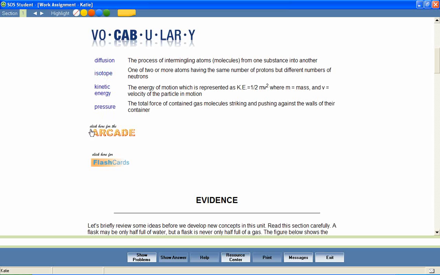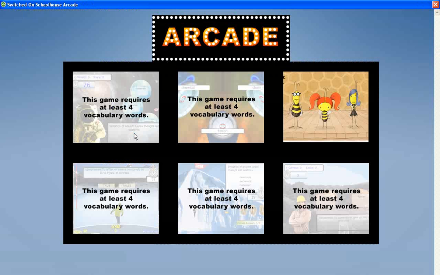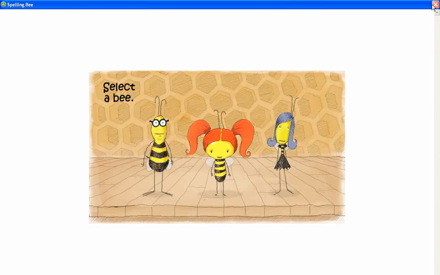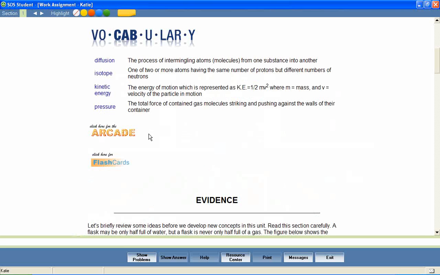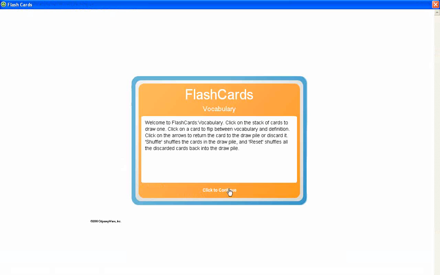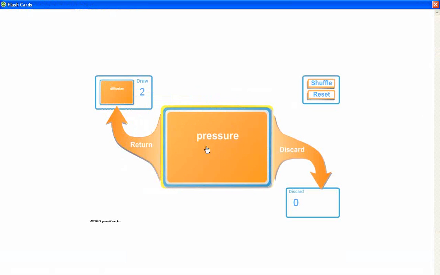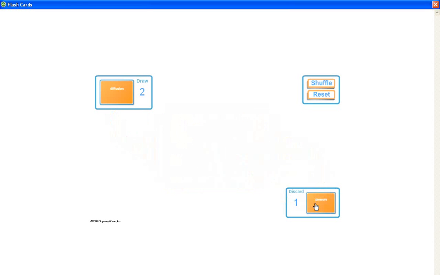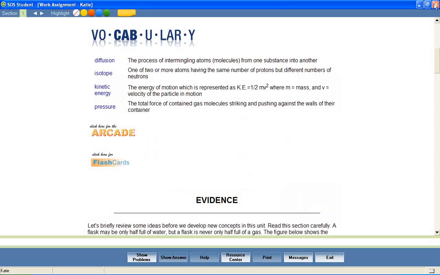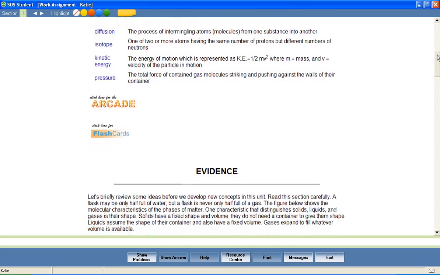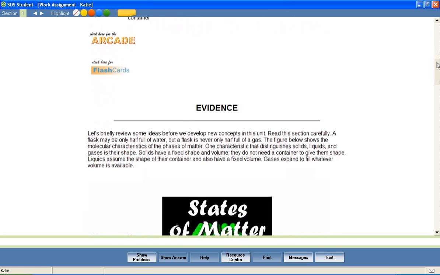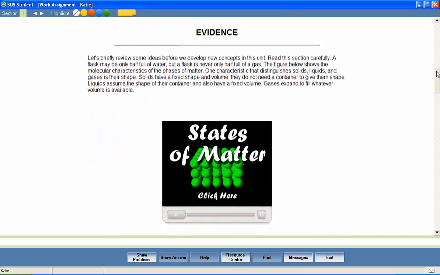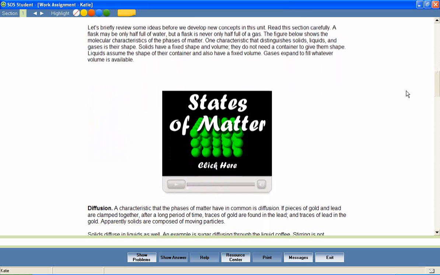In addition, the vocabulary arcade games encourage mastery of the vocabulary words by providing practice in the correct spelling of each word and in matching each word with its definition. Flashcards allows students to easily review the words and their definitions. After this introductory material, your students then move independently through the lesson, reading the text-based instruction and utilizing the multimedia features that have been provided.